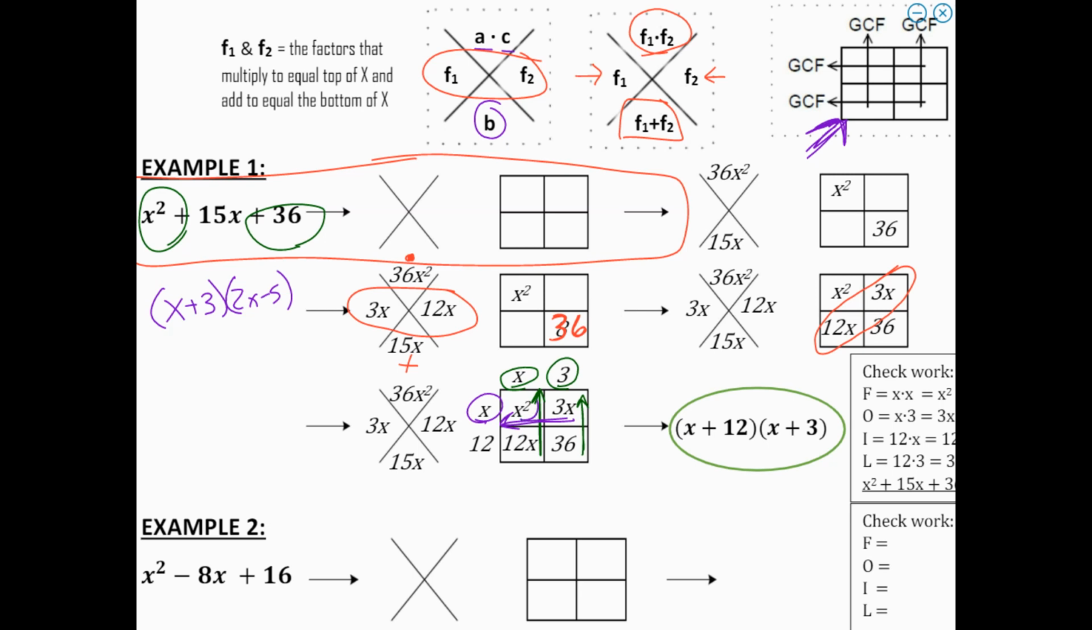So if you have an x squared in this first box right here, by default, you have to have an x and you have to have another x. You have to have two x's being multiplied by each other to get x squared. What is your greatest common factor of 36 and 12? 12. 12 will divide evenly into 36 also.